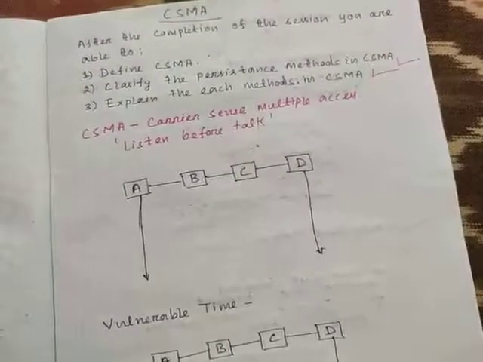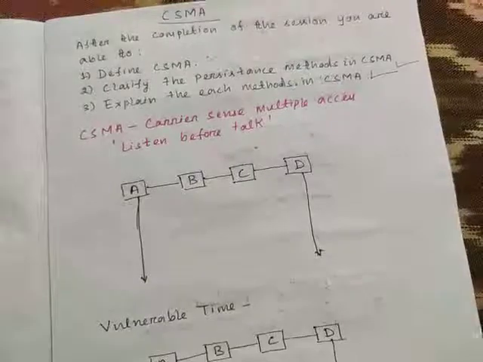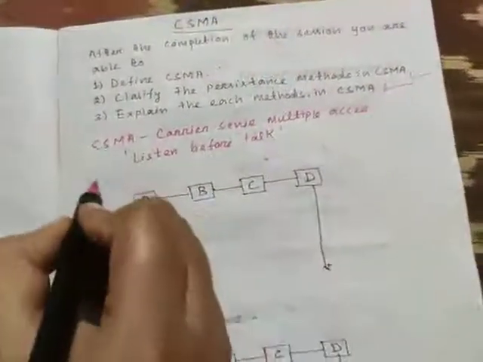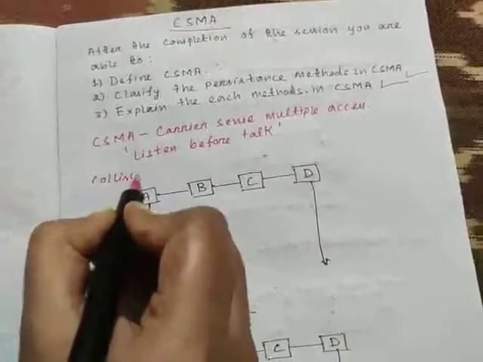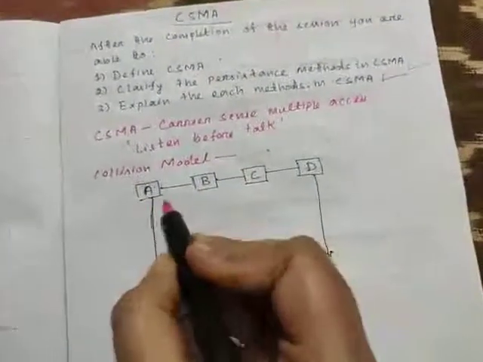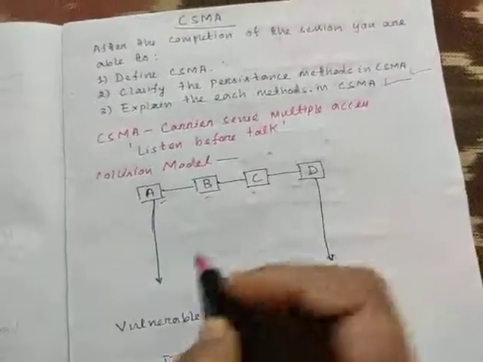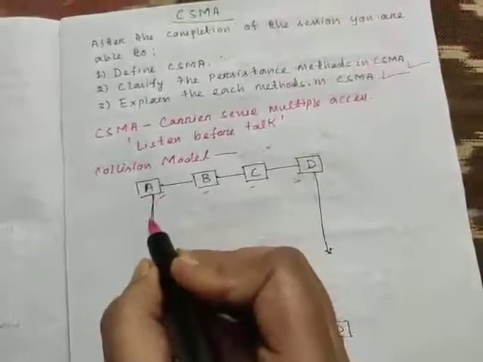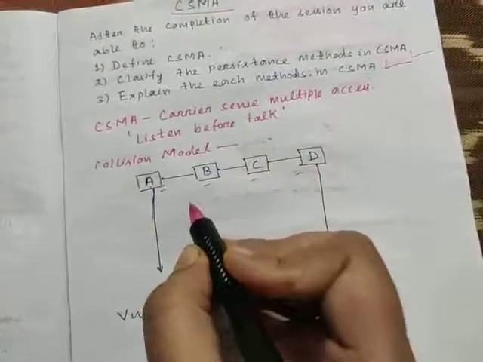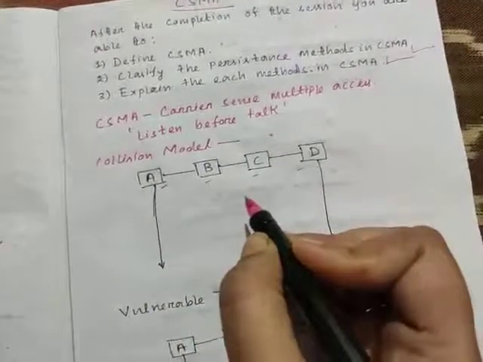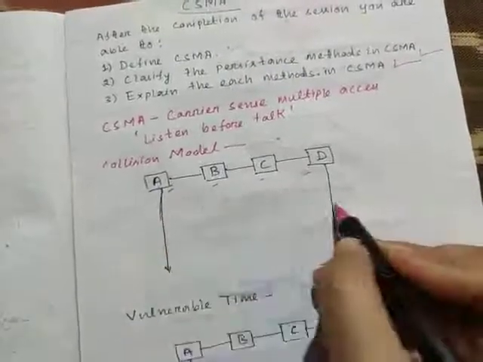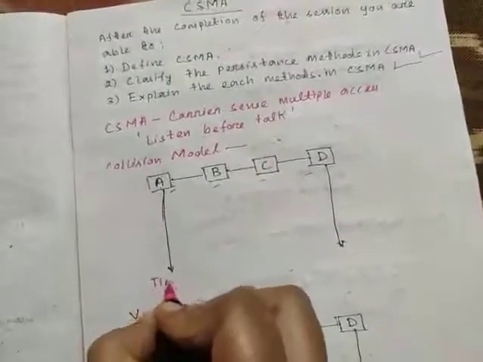How does collision occur in the medium? Let's analyze the collision model. This one is the collision model. There are 4 stations in this model. First, A senses whether the channel is idle or busy. If it is idle, then at time t1, station A starts to send a frame. This is the time axis.